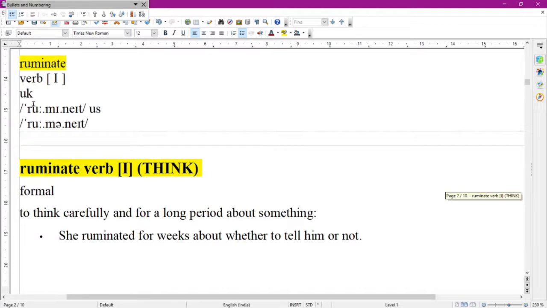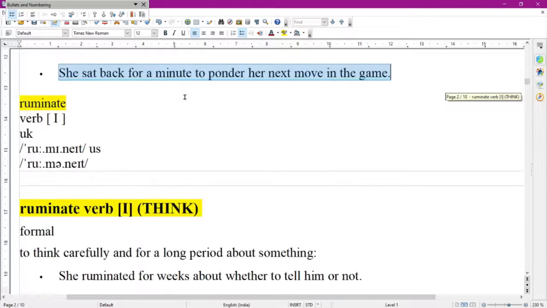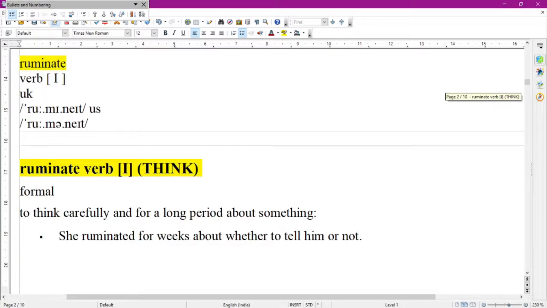Now the next word is ruminate. Again, ruminate means thinking. I did this purposefully so that we can remember. It's not difficult to remember. We can group all these words together with sentences: ruminate, ponder, muse, contemplate. Everything has a similar meaning: think. She ruminated for weeks about whether to tell him or not. We can replace every word here. She pondered for weeks about whether to tell him or not.